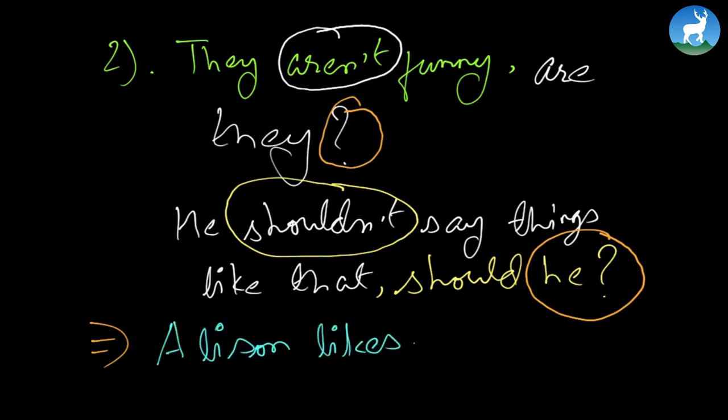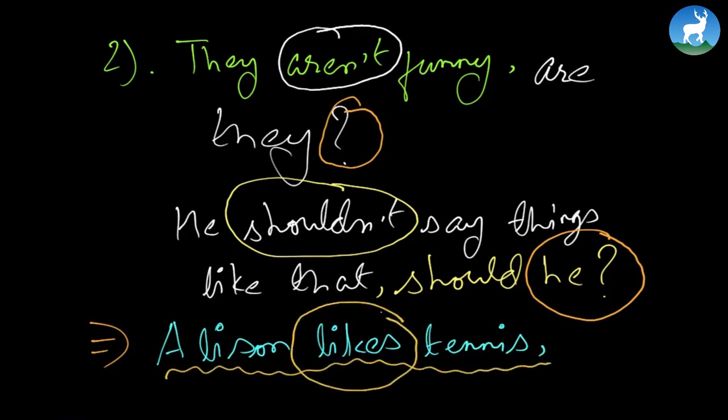Let's go with a few more examples. "Alison likes tennis." You can very well tell that this statement is positive, and here we have to figure out which tense the statement belongs to. It's simple present. The question tag must come negative, and we must use the auxiliary of simple present, that is, "Alison likes tennis, doesn't she?"